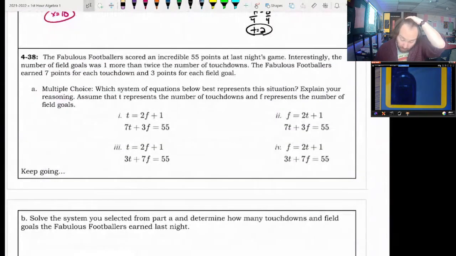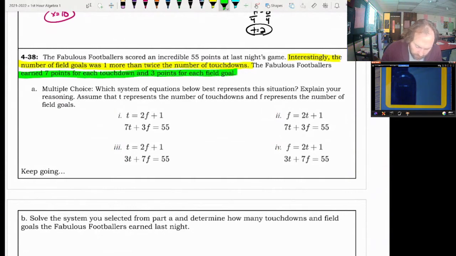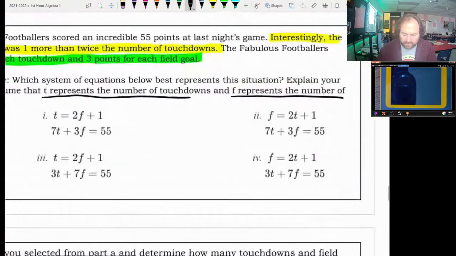Fabulous footballers scored an incredible 55 points at last night's game. Interestingly, the number of field goals was 1 more than twice the number of touchdowns. And the fabulous footballers earned 7 points for each touchdown and 3 for each field goal. We're ignoring the whole extra point thing in this problem. Now, we've got a multiple choice thing going on here. We're going to assume that T is the number of touchdowns and F is the number of field goals. So let's start by translating these sentences.